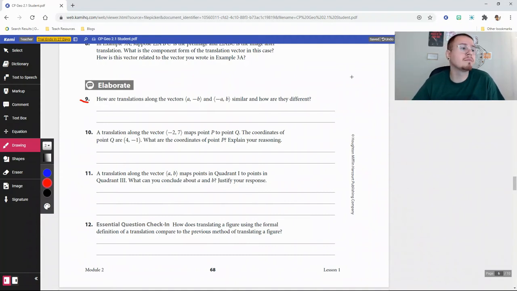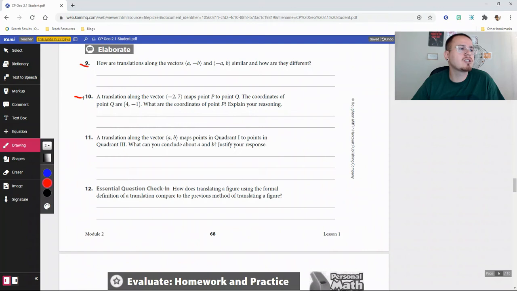That's important. A translation along the vector maps P to Q. The coordinates of Q are 4, 1. What are the coordinates of point P? So you're missing some information. I would draw a picture for this. Do what you think, but I'll just put the answer here.